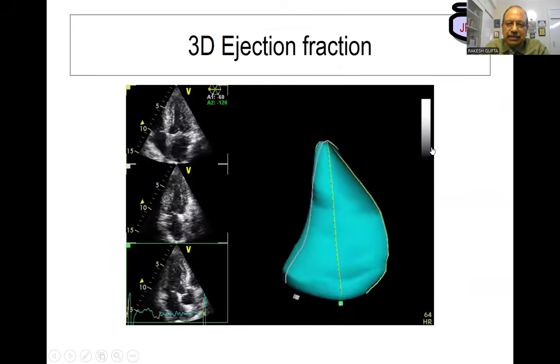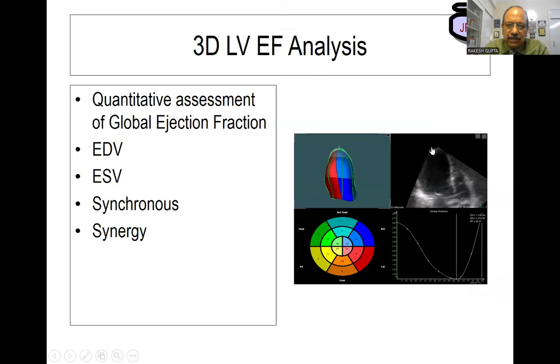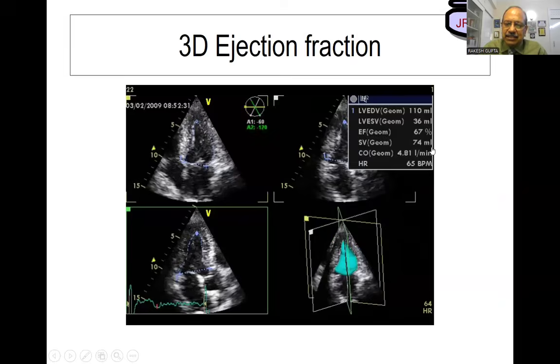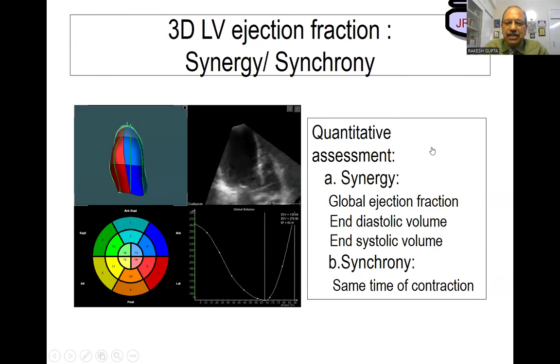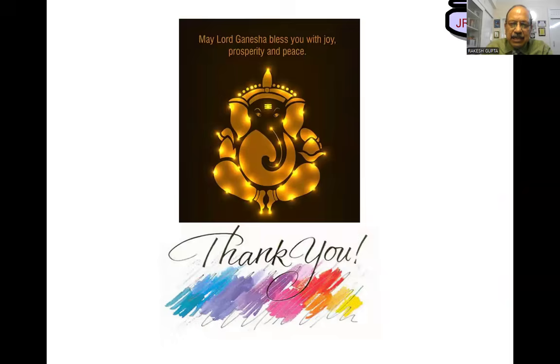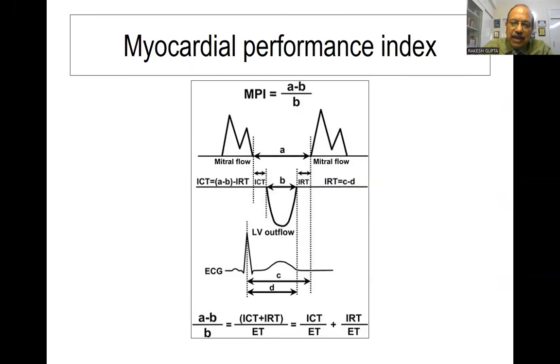3 dimensional echo is not in much use as of today. The only fact is 3 dimensional echo gives you synergy as well as synchronicity. What is meant by synergy? How much these segments are contracting, or what the ejection fraction is. Synchrony is whether all these segments are contracting at the same time or not. That is synchrony. And last, one important thing which we utilize, and we'll try to show you again and again, is the myocardial performance index of the left side.